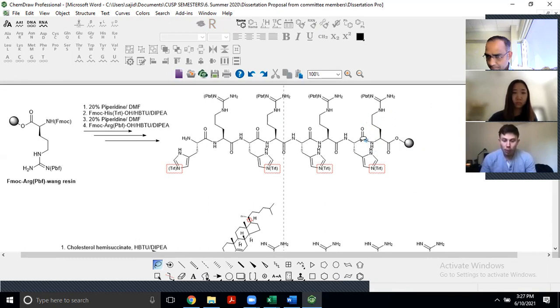Got it? CONH. So it was actually C double bond OOH here, and here it was NH2. So they reacted and this new bond was formed. Got it? So we have tryptophan, we added tryptophan, then again we did what?